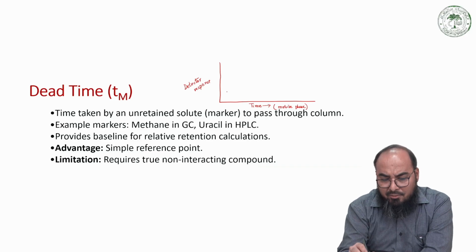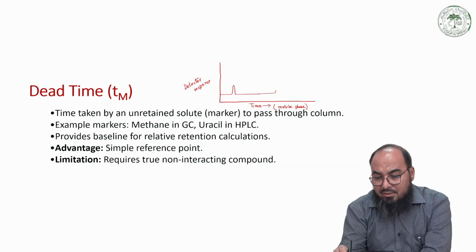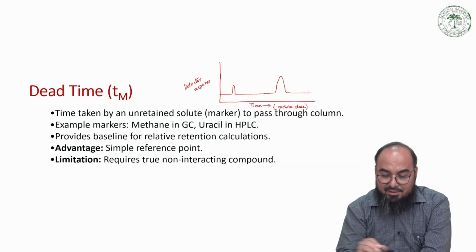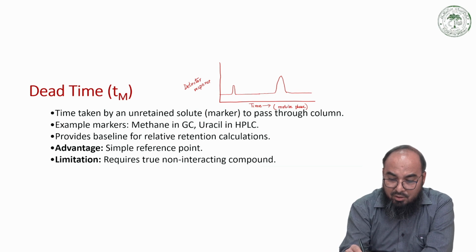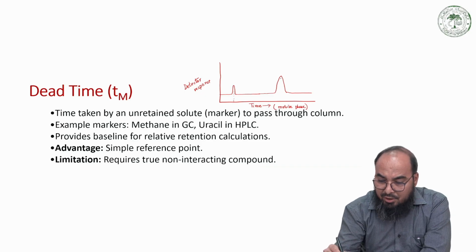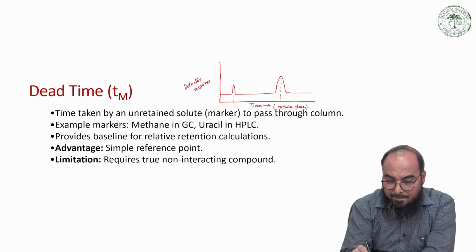Now if you draw the detector response of the elution of a single component, you will see an initial first peak like this. Then you will see a peak like this. Now on the x-axis it's time. Let us draw a perpendicular here. Now this time is called Tm.